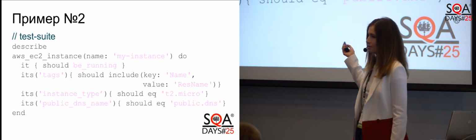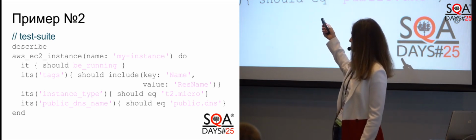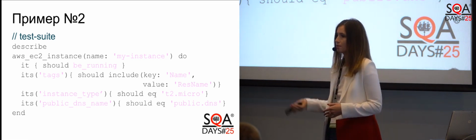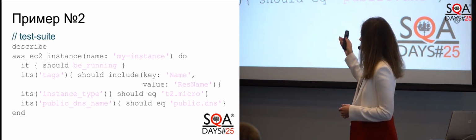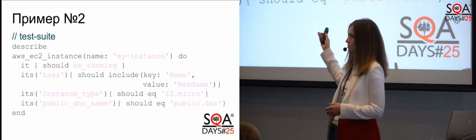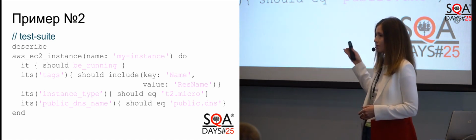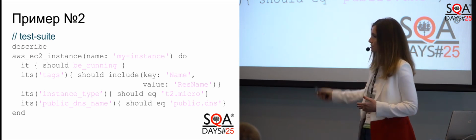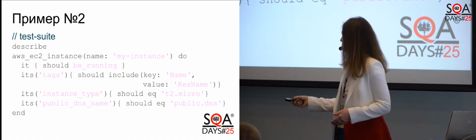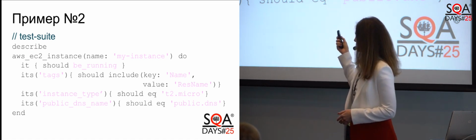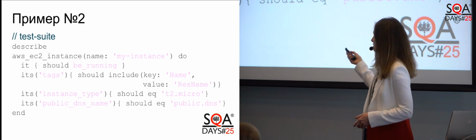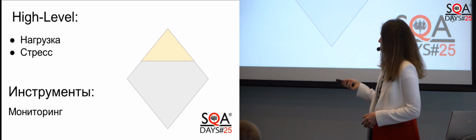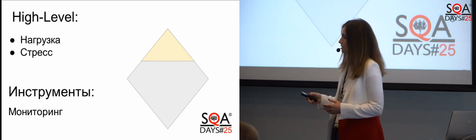In example number 2, you can see the test suite. Here we describe 4 tests. Here the request is sent to the EC2 instance, but we do not use ID. In this particular case, we make a request to a name. And after that, we check that it's already running. It's a tag key name, resource value. Also, we test resource name and public IP.